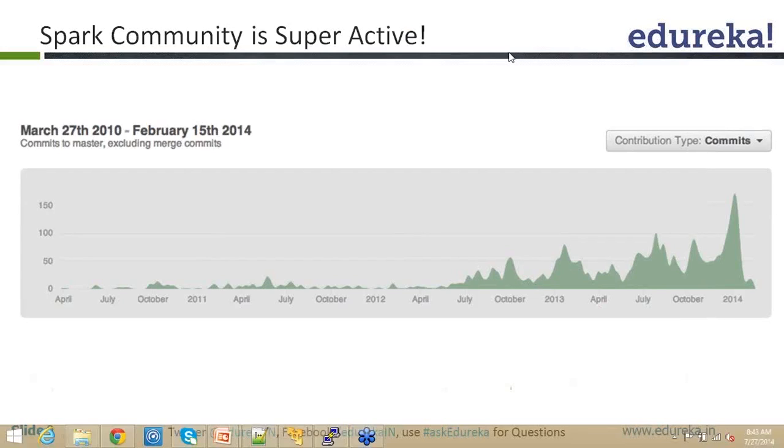Now, this is straightforward. This is a lift from GitHub. This is not from Google Analytics. This is from GitHub. You can see the commits to the master branch of Spark. You can see this around October of 2013, and then the start of 2014, and still it is going on, right? There is huge traction in the number of commits which are happening, and the community is super active. There is something called active, and there is something called super active.